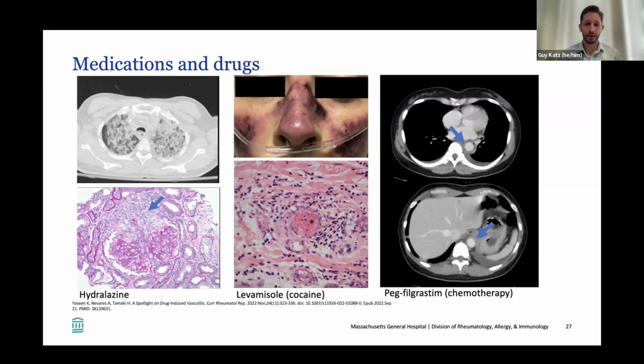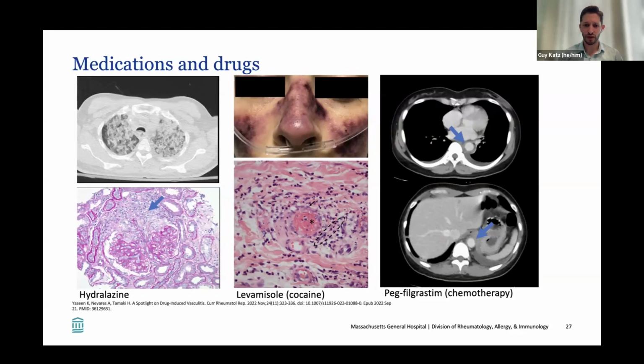On the left is a case where you can see inflammation in the lungs. The lungs have a lot more white stuff, or they're supposed to be much more black than they are in that case. And on the bottom left is inflammation within the kidney. That's all due to hydralazine. So this is hydralazine-induced vasculitis.